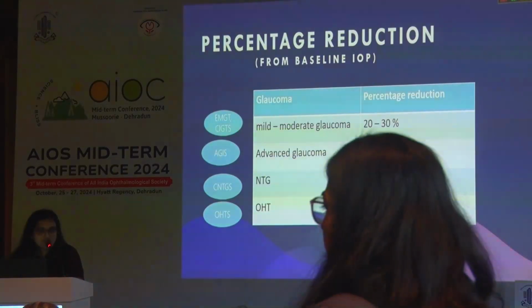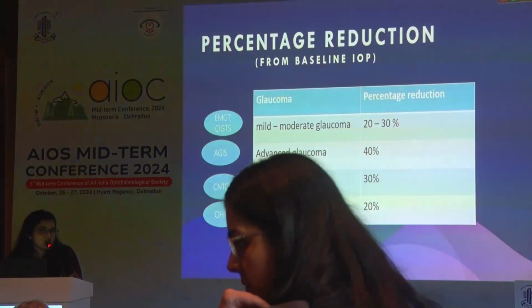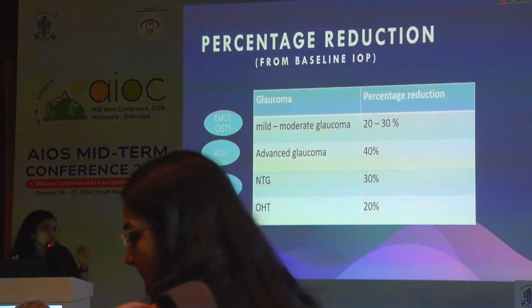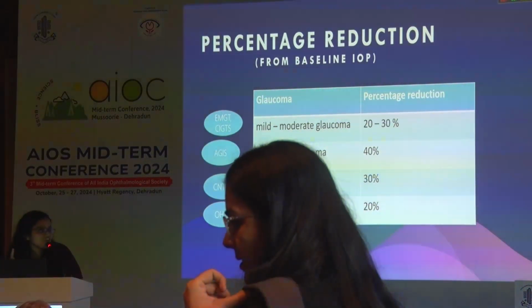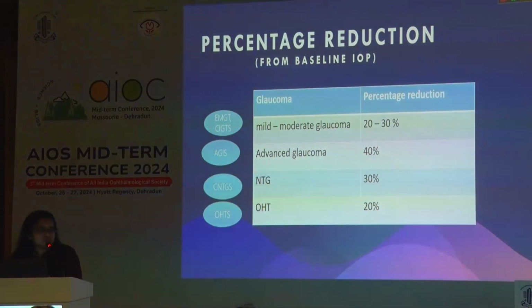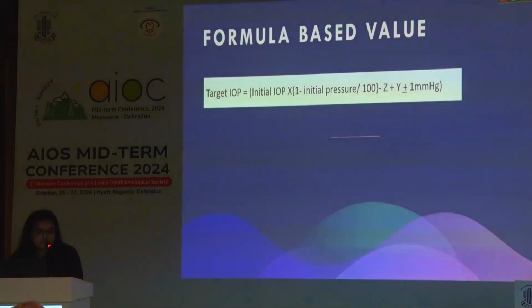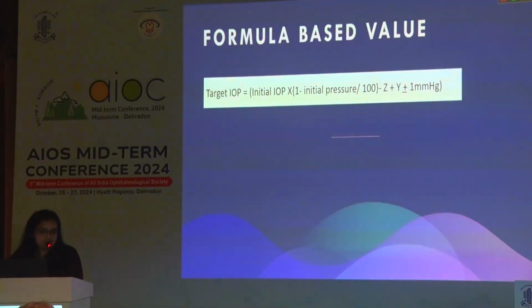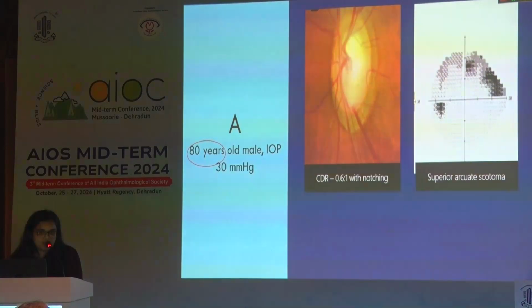For percentage reduction, baseline IOP is required, and various studies have been used to determine it. For mild and moderate glaucoma, it is 20 to 30%, for advanced, 40%, for normal tension glaucoma, 30%, and for ocular hypertension, 20%. The formula based value, you can see the formula here, is usually based on the initial IOP. We have discussed the factors and methods. Now, are you all ready for calculation of target IOP for a few clinical scenarios?